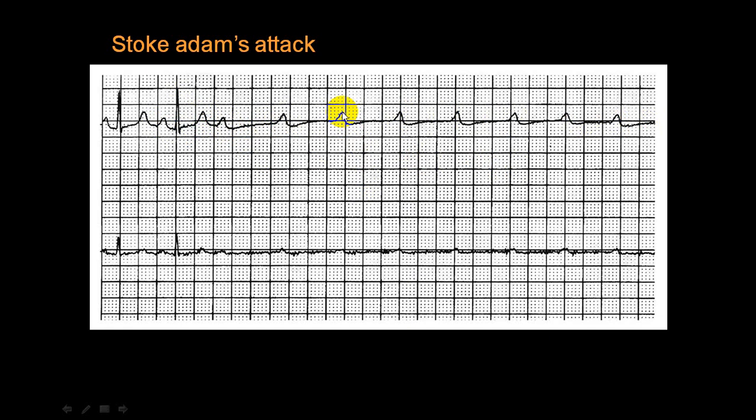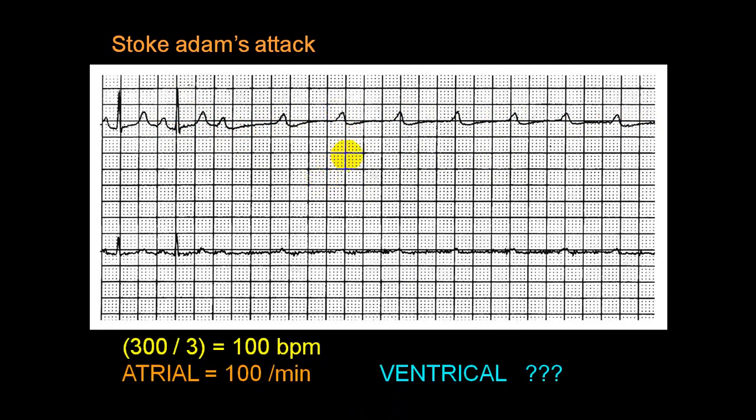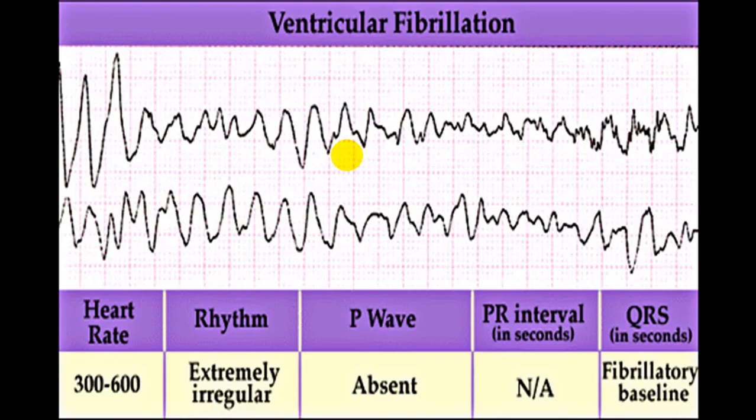Here you can calculate the atrial rate, but you cannot calculate the ventricular rate. So the atrial rate is approximately 100 per minute, but the ventricular rate you cannot calculate. So this is a classical example of that.